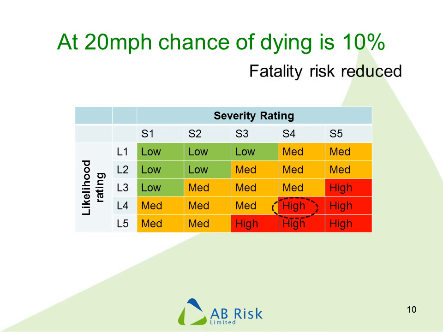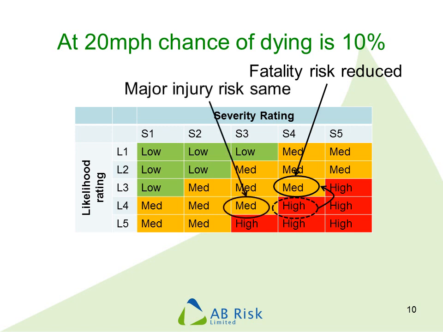So originally it was high here because of high severity and high likelihood. We've still got the same severity because we're looking at fatality. The likelihood has been reduced. So we may say that the likelihood is now down to possible instead of likely, and that's putting us in the medium risk.